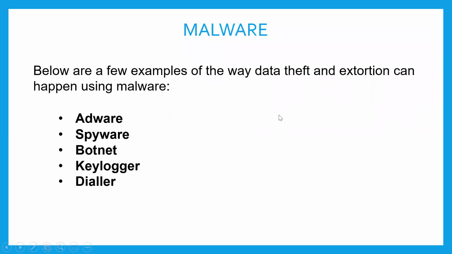Now here is an example of the way data theft and extortion can happen using malware. We have what we call adware. Adware is a typical software that automatically downloads and displays unwanted ads. It is used by authors.